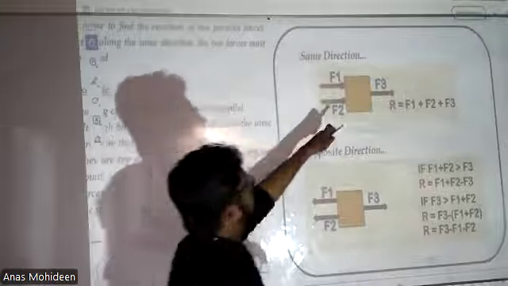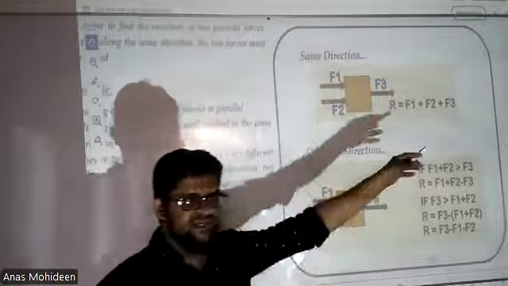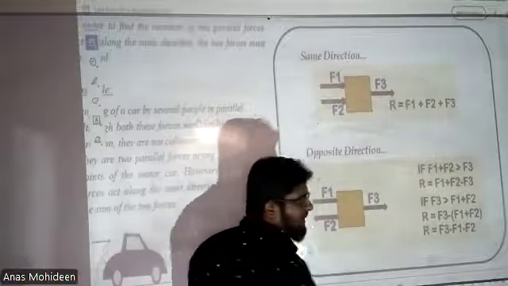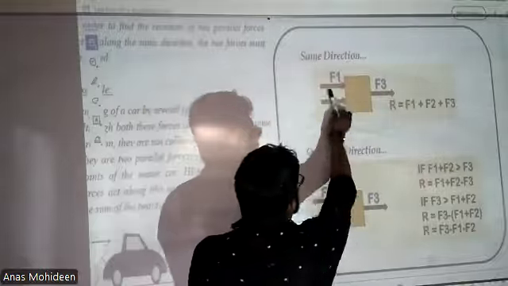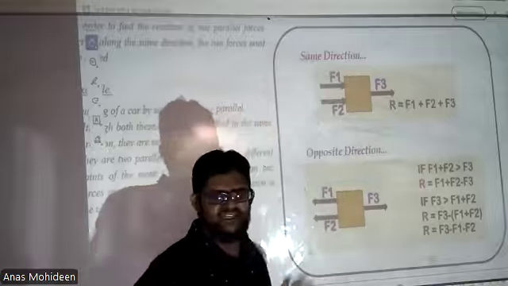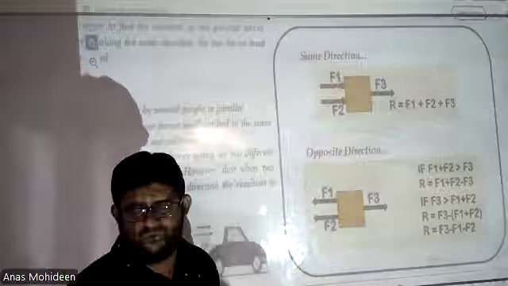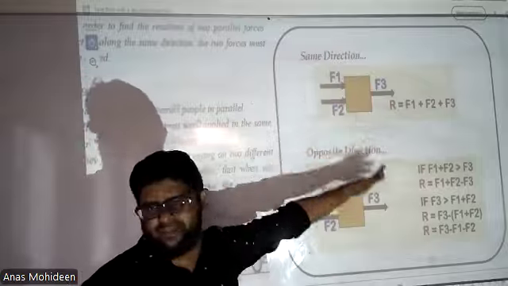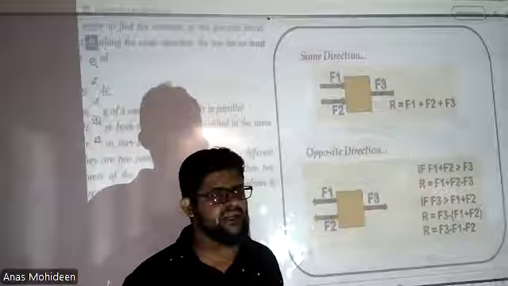So you see here, on an object we apply F1 and F2 in one direction, the same direction. And F3 is also in the same direction, so they are all parallel. This is the line of action of F1, F3, F2. Different lines of action. What are we supposed to do? We are supposed to get the final resultant. The concept is the same: one direction plus, opposite direction minus.